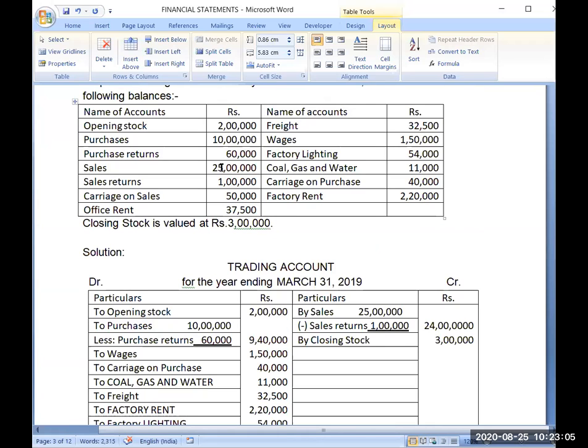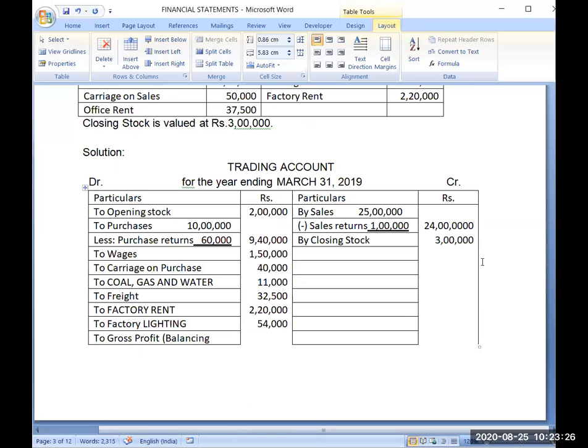See, sales amount is given 25 lakhs, sales return is given 1 lakh. So 25 lakh minus 1 lakh becomes 24 lakh. So I have not done wrong. Net sales are 24 lakh, but sales are 25 lakh. Out of sales, you have deducted sales return 1 lakh. That's why you are getting 24 lakh. Now see, 24 lakh plus 3 lakh, 27 lakh.